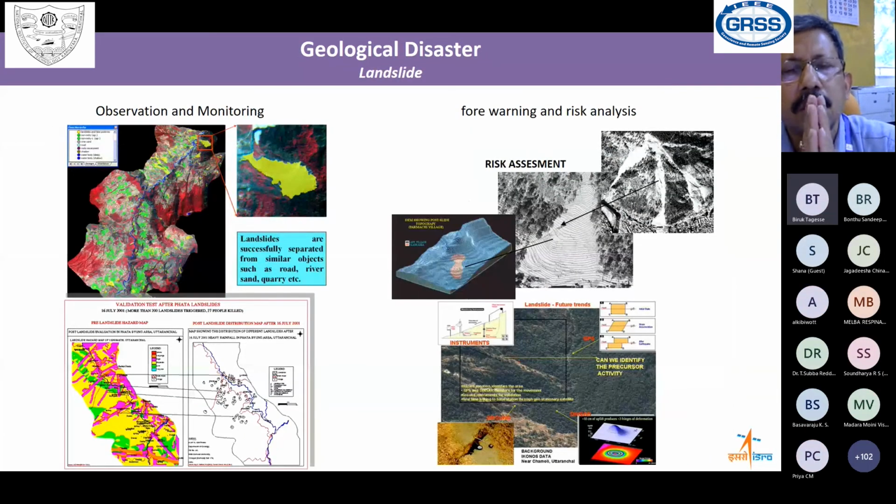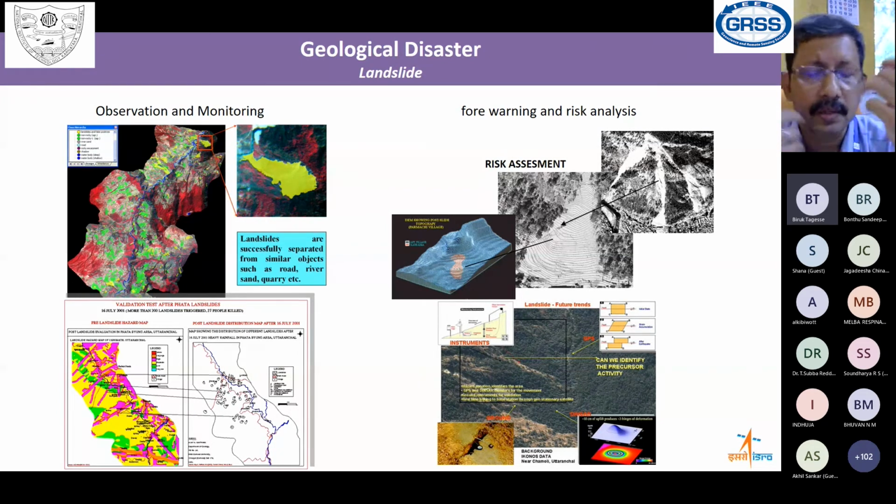Then we have the other geological disasters like landslides. Here also, the observation and monitoring can be done very easily through Earth observation systems, and the landslide scars can be very well identified using multispectral satellite data. But that is not all. Based on the landslide intensity, the soil structure, the slope stability, and other things, we can develop a landslide hazard map, which also helps in forewarning and risk analysis of a particular area prone to landslides.